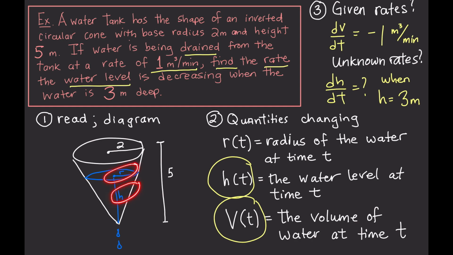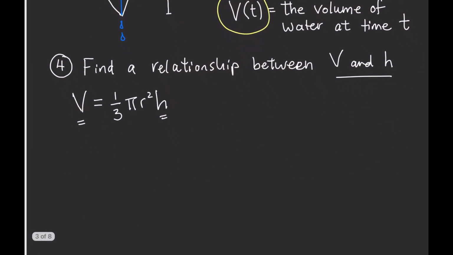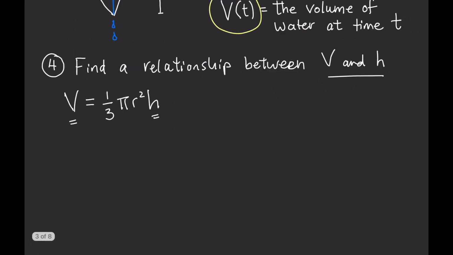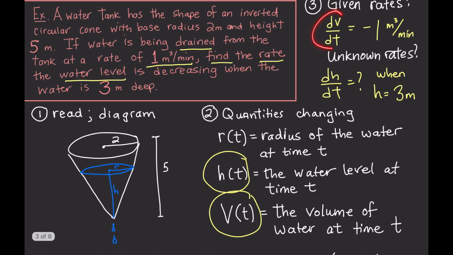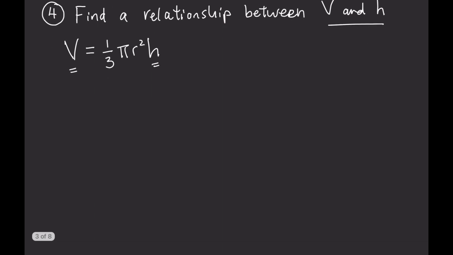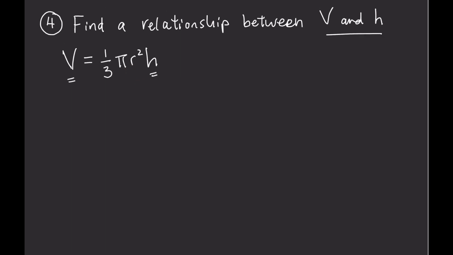So we have this problem where we want a derivative, because we only have dV/dt and dH/dt, and we want a relationship that only has H and V involved. But we've got R, so we need to get rid of R in some way. In order to eliminate the variable R, we can use similar triangles.